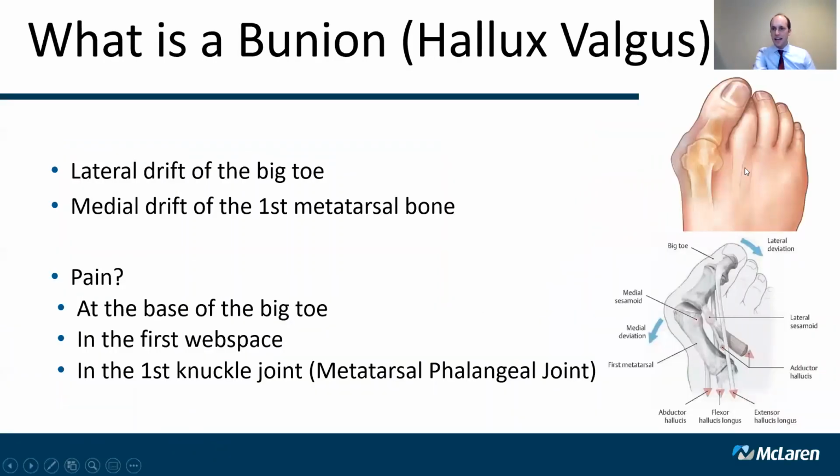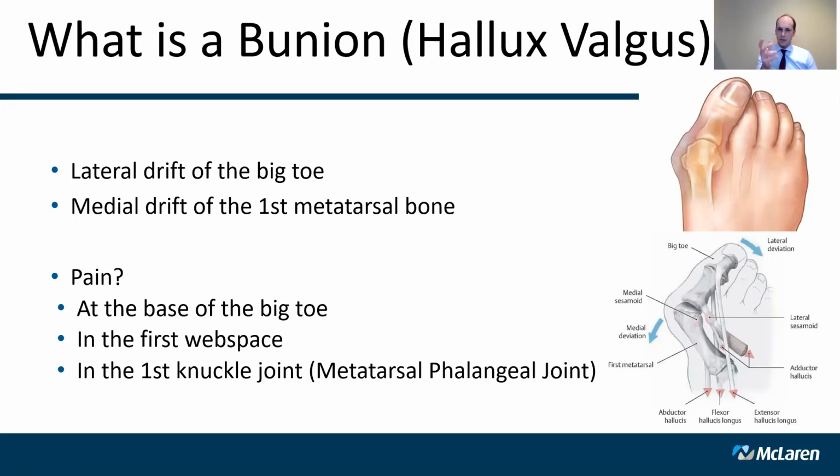So this is a bunion, and a lot of people are under the conception that there's actually an accessory bone building at the base of your big toe. In most cases, that really couldn't be further from the truth. It's a mechanical deviation of the axis of your foot. That metatarsal bone, that long bone that supports the knuckle joint of your big toe, starts to drift inward. We call that medially, towards the midline of the body.